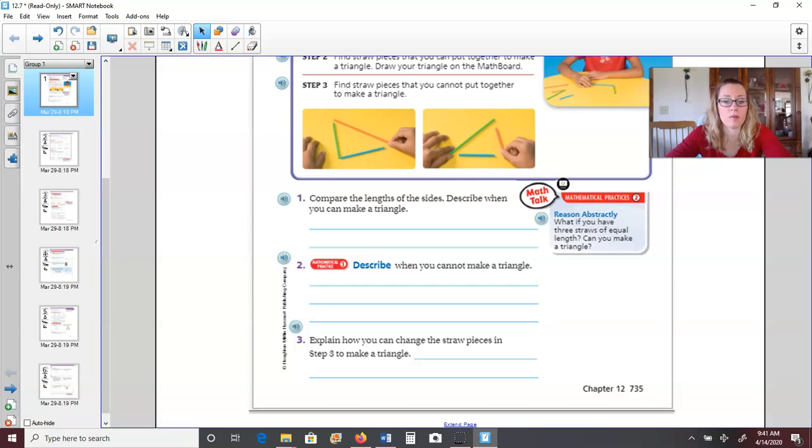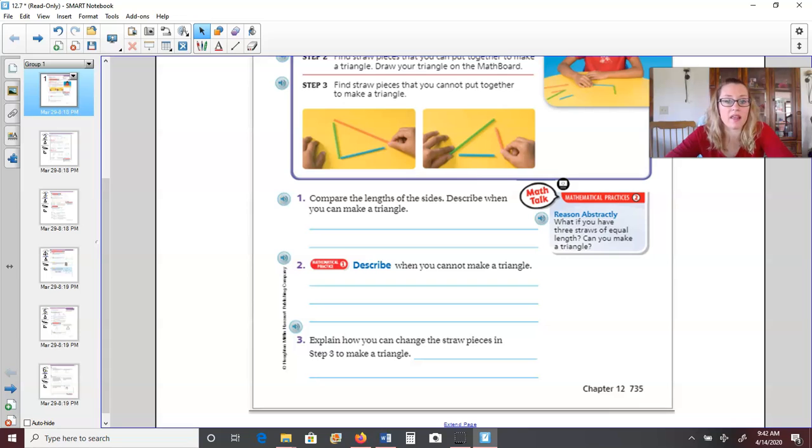If you look at the pictures here of the girl who's trying to make some triangles of her own, in the first picture, she has the green, blue, and the orange straw, and you can see how those pieces all seem to be different lengths. The green seems to be just slightly shorter than the blue, but not by much, and then the orange piece is a little bit longer. And she's able to connect those three lengths of straws to create a triangle.